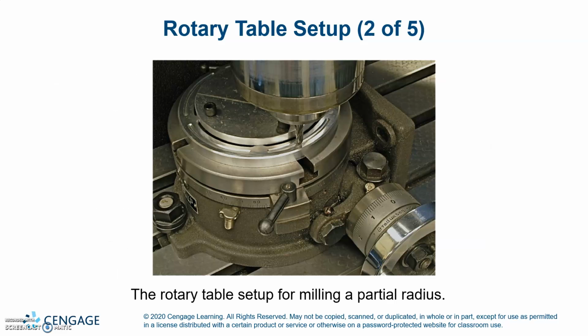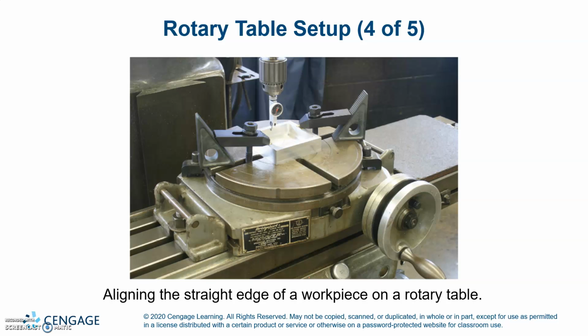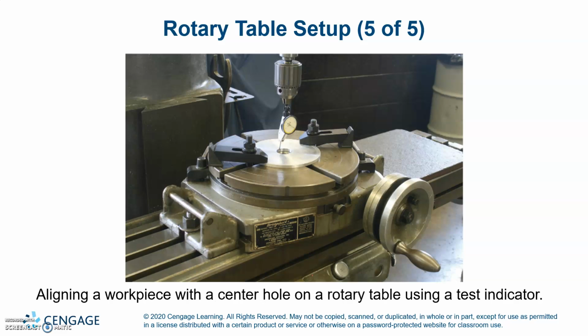And then the rotary table setup for milling a partial radius. Rotary table setup for drilling equally spaced holes in a circular pattern. Aligning a straight edge of a workpiece on the rotary table. And aligning a workpiece with a center hole on the rotary table using a test indicator.